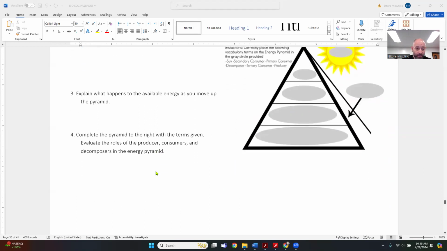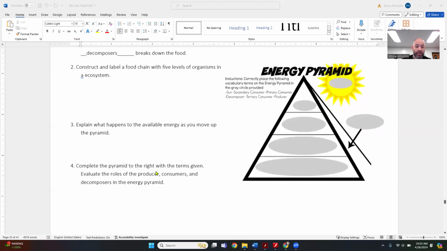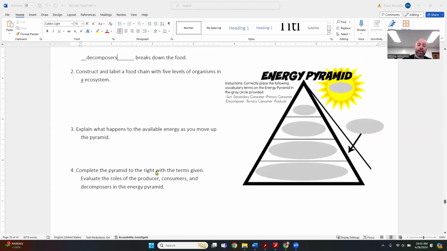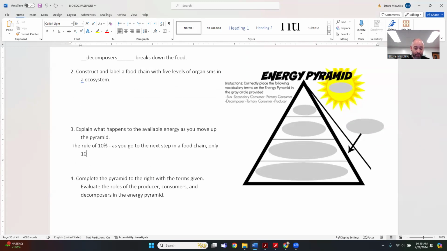Over here, question 3: what happens to the available energy as you move up the pyramid? You guys, we have something very important that you need to know about this. This is called the rule of 10%. This rule of 10% gives us the idea that as you go to the next step in a food chain, only 10% of the energy is available to that next level.